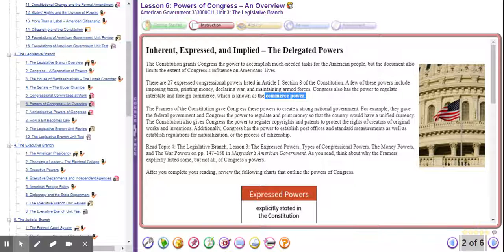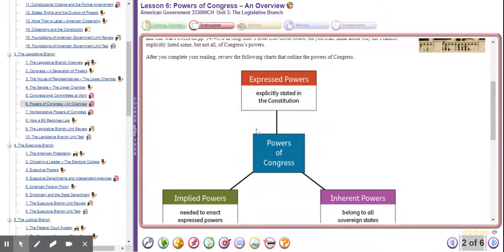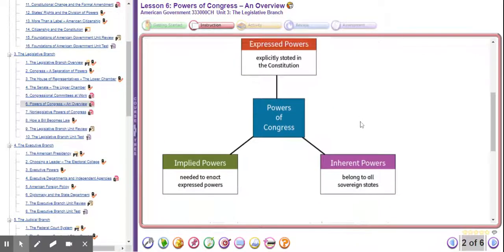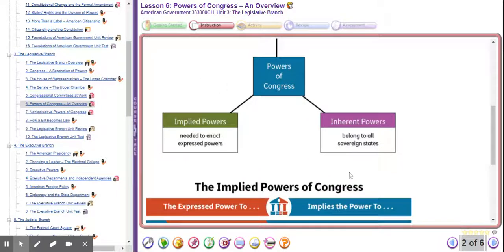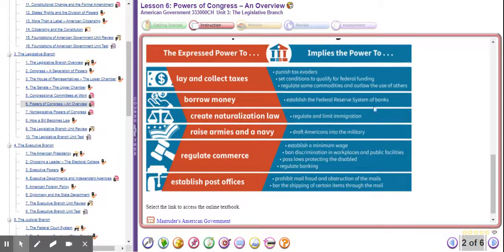Okay, so I'd go back, I'd read that, I'd make sure I understood that. But there's also a really good chart down here that kind of visually explains expressed, implied, inherent powers. Okay, and it gives you some examples here too. So this is really, really good here. This is the second slide on 3.6. That's a really good one to look at.